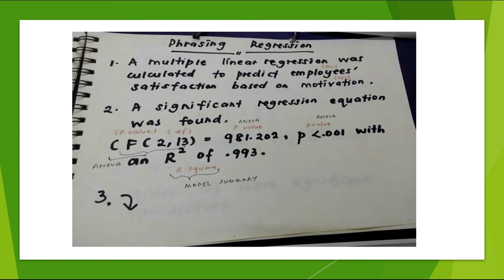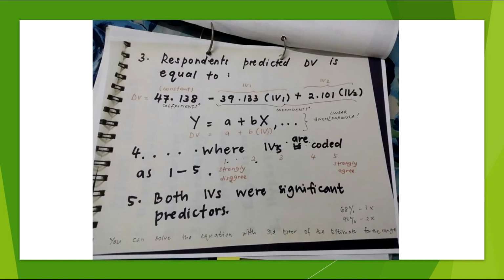Equals the F value that you can get from ANOVA, comma, the p-value is also gotten from ANOVA, with an r-square of 0.993 that you can get from r-square. Here you do not have to multiply by 100. It's enough to just write the decimal numbers. But in order for you to understand, you have to multiply by 100. So it means 99.3% of the IV is representing the DV. That is the meaning of r-square from your model summary. After that, you have to continue the sentence with number 3: respondents' predicted DV is equal to.